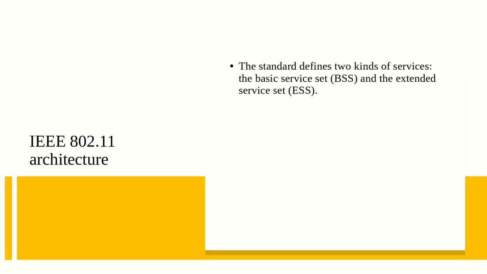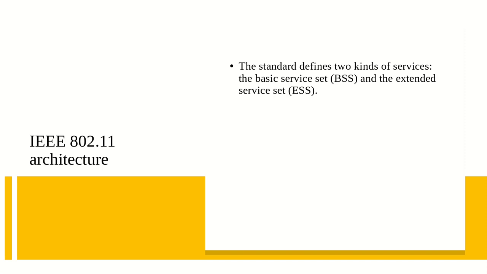Then we will see the IEEE 802.11 architecture. The standard defines two kinds of services, BSS and ESS. The BSS, basic service set, is the building block of a wireless LAN. A basic service set is made of stationary or mobile wireless stations and an optional central base station known as the access point. An extended service set, ESS, is made up of two or more BSSs with APs.